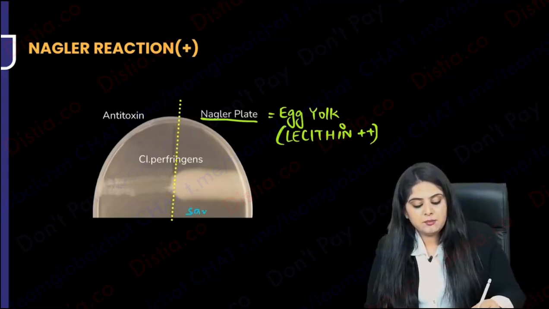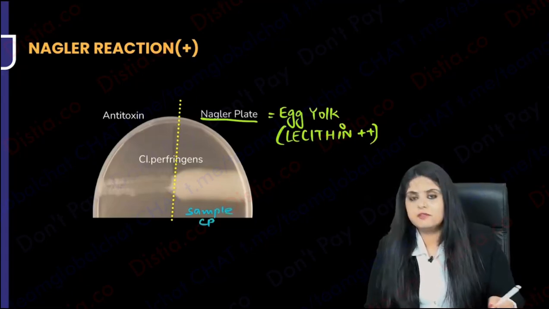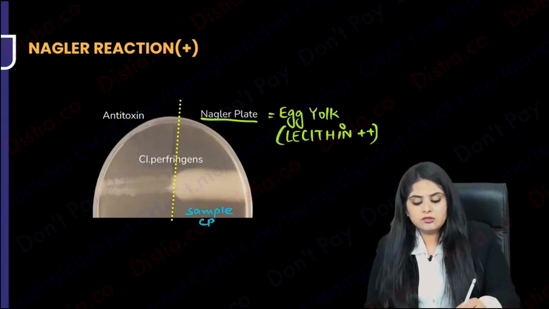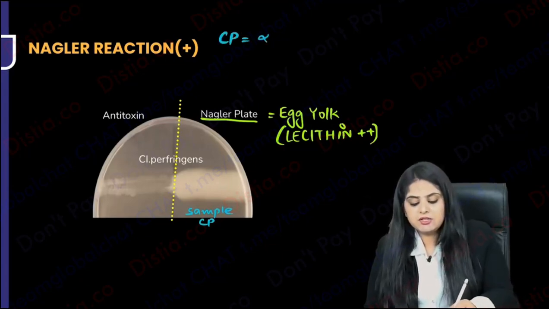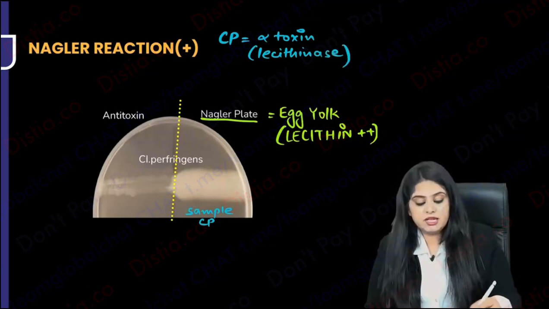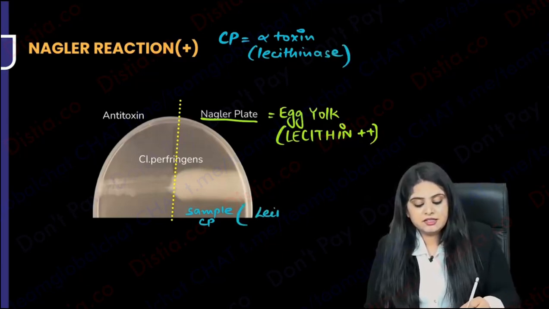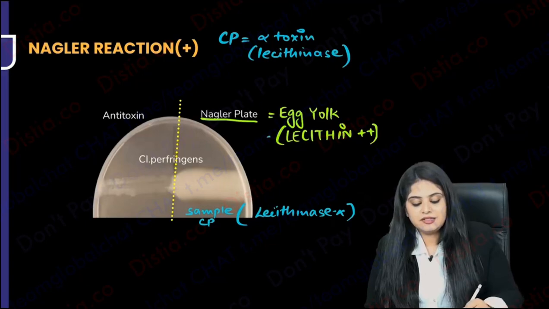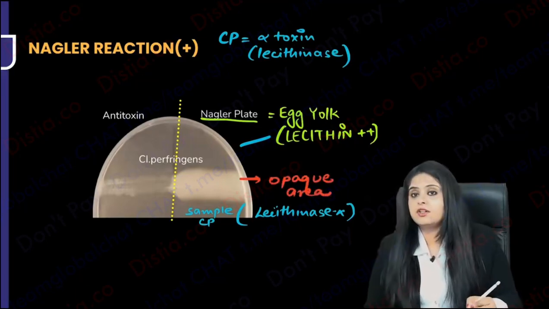As soon as I put the sample of Clostridium perfringens, do we all know that Clostridium perfringens has alpha toxin, and I told you alpha toxin has lecithinase property? Egg yolk has lecithin, so the breakage will happen. This will go and start breaking the lecithin. That is why what you will get will be an opaque area. So an opaque area means the toxin is there, alpha toxin is there.